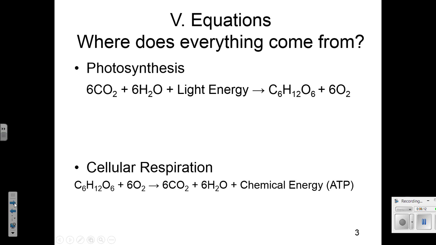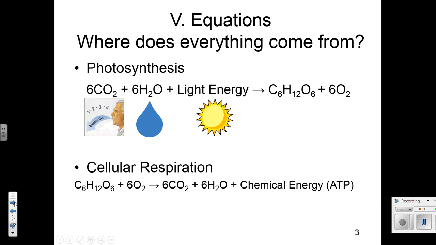Okay, so these are the two equations that you're going to have to memorize for this unit. So we're going to go through photosynthesis first, and you know all this information from everything we've learned so far this year, but it's basically putting it together and then memorizing the order of things. Okay, so animals are going to breathe out carbon dioxide. And then plants obviously need water in order to grow and some sun.